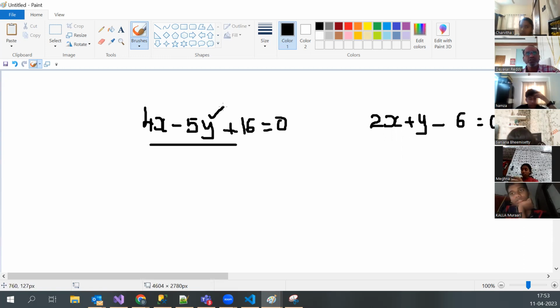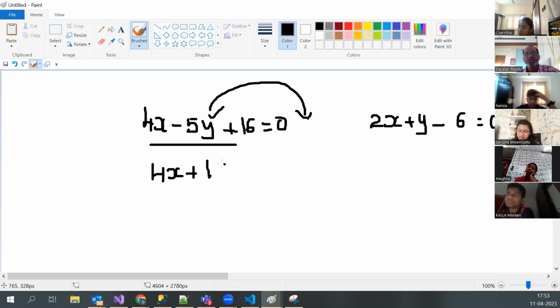So always, when you see x or y, it should be positive only. Here, what is the coefficient of y? It's negative, right? Minus 5. I want to make it positive. Simple. You send this guy instead of sending these two. So keep these two here only. 4x plus 16 equal to 5y, right?